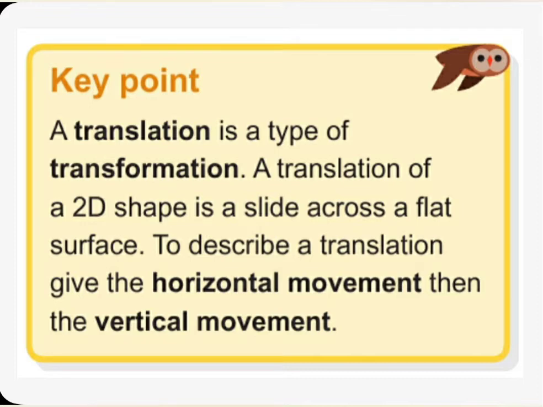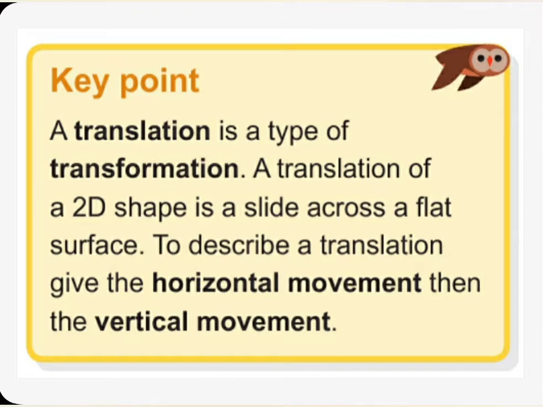In this presentation we're going to talk about Unit 5. The key point here is talking about translation. Now, a translation is a type of transformation. A translation of a 2D shape is a slide across a flat surface. To describe a translation, give the horizontal movement, then the vertical movement.